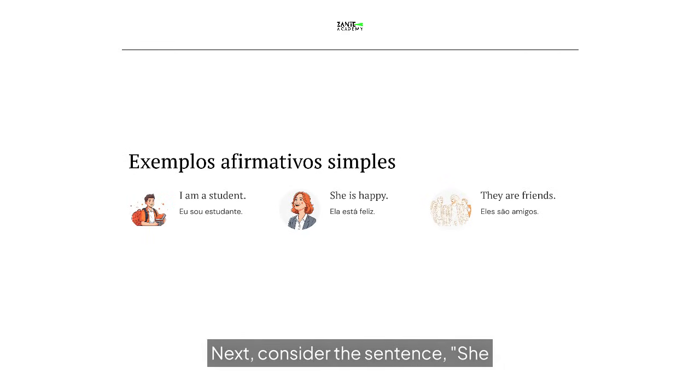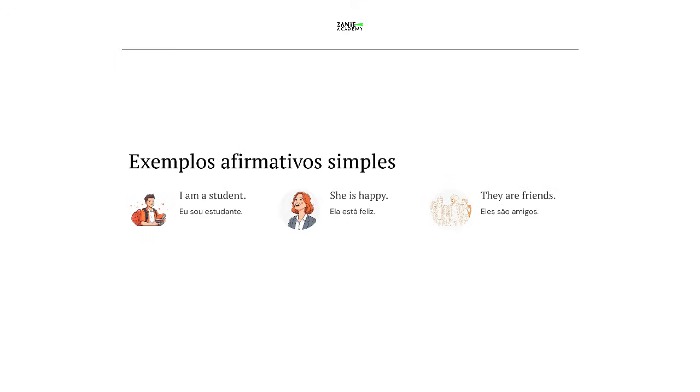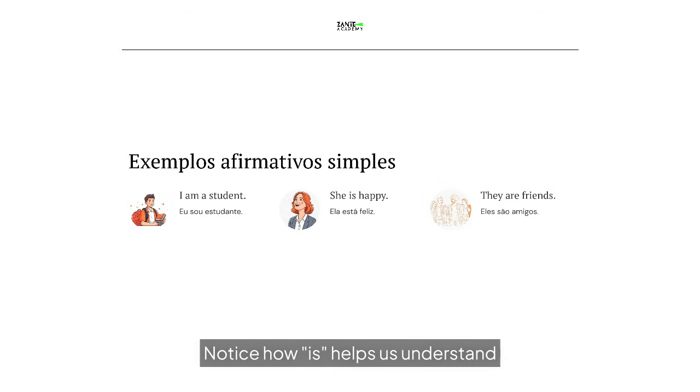Next, consider the sentence, "She is happy." Here, we use is because we're talking about one person, in this case, a woman. This sentence expresses her emotional state. Notice how is helps us understand her feeling without any ambiguity. It's a simple yet powerful way to convey a message.